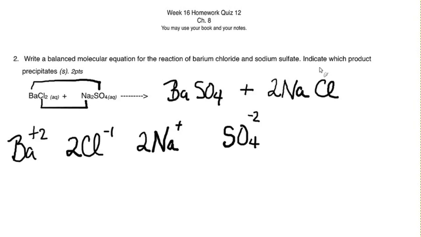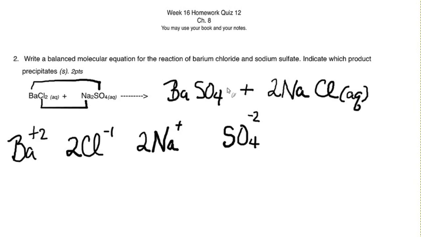Now the second part of that question is indicate which product precipitates. So we go to our solubility rules. We know from our solubility rules that sodium, being in group 1, is going to be soluble, because anything in group 1 is always soluble. And generally salts of chlorine are soluble too. But rule 1, which is the group 1 rule, trumps everything. So this one is soluble, so we're going to put a little aq there to indicate that that one's soluble.